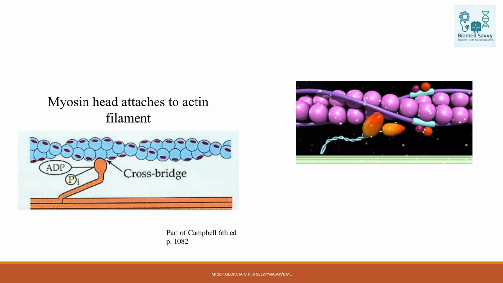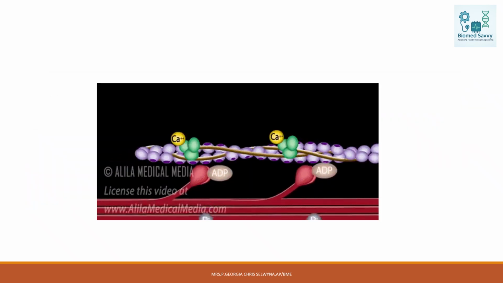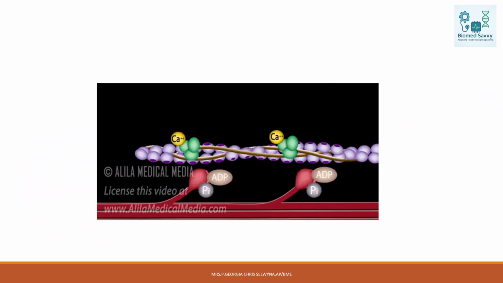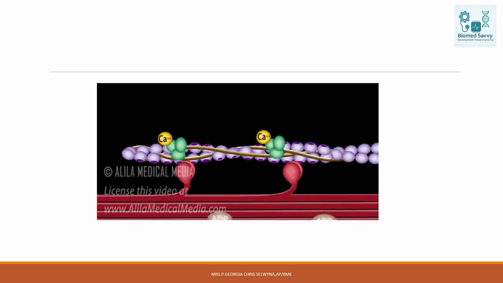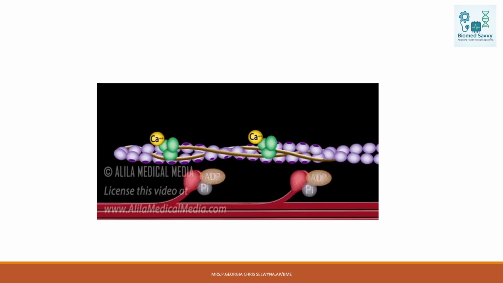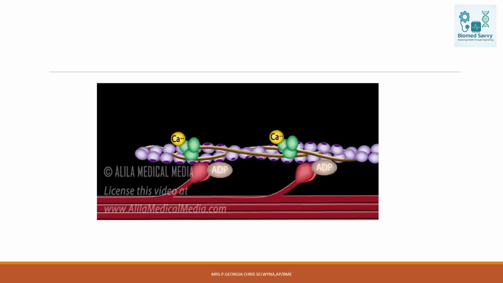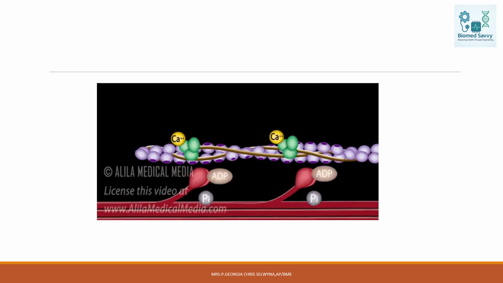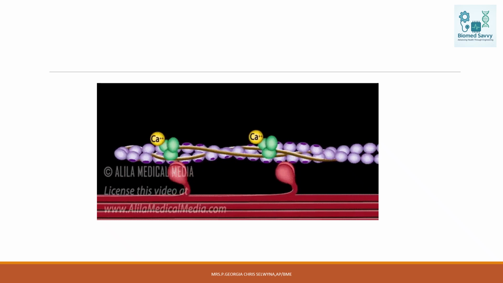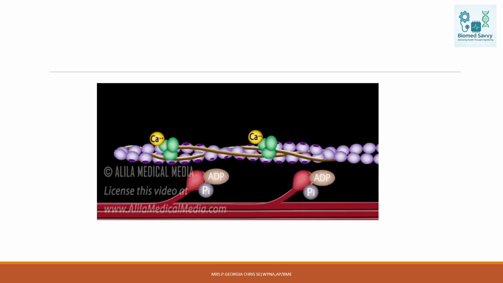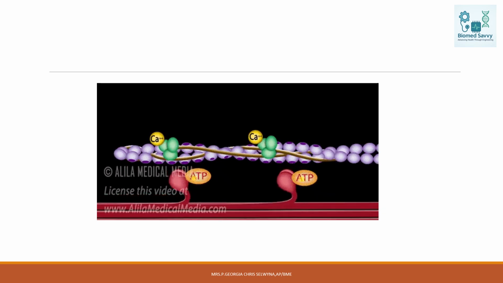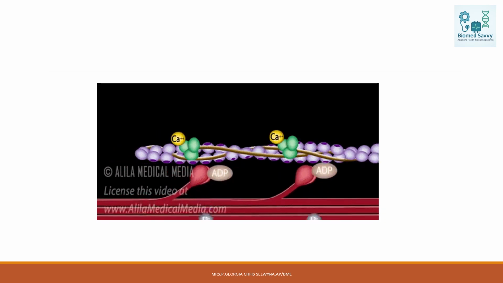Each myosin head contains an ATP binding site and an ATPase enzyme. The hydrolysis of ATP provides energy for the power stroke, during which the myosin head pulls the actin filament toward the center of the sarcomere. As a result, the sarcomere shortens, producing muscle contraction.